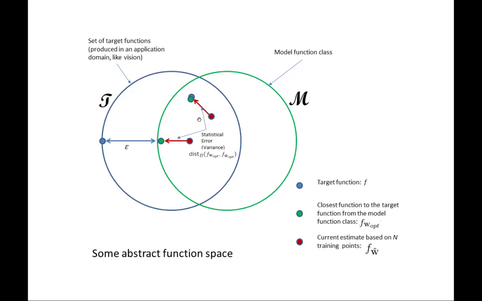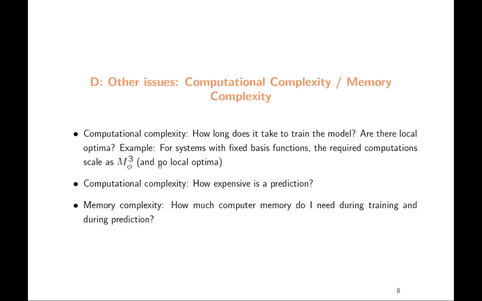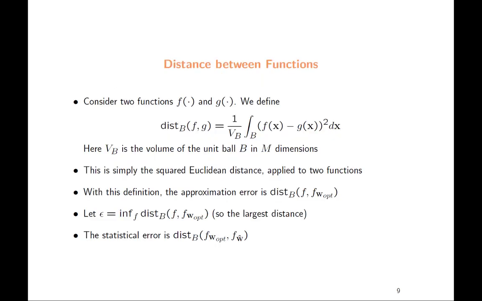So there will also be the statistical error. And to a first approximation, one should think that the total error is the sum of them. So here it's just a statistical error. In this case, it would be the statistical error plus the approximation error. And there are other more practical issues: computational complexity, memory complexity, and so on.